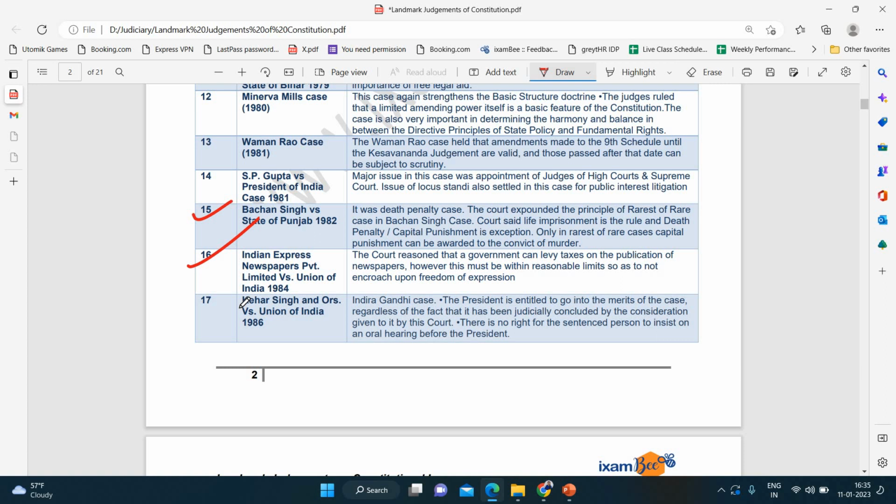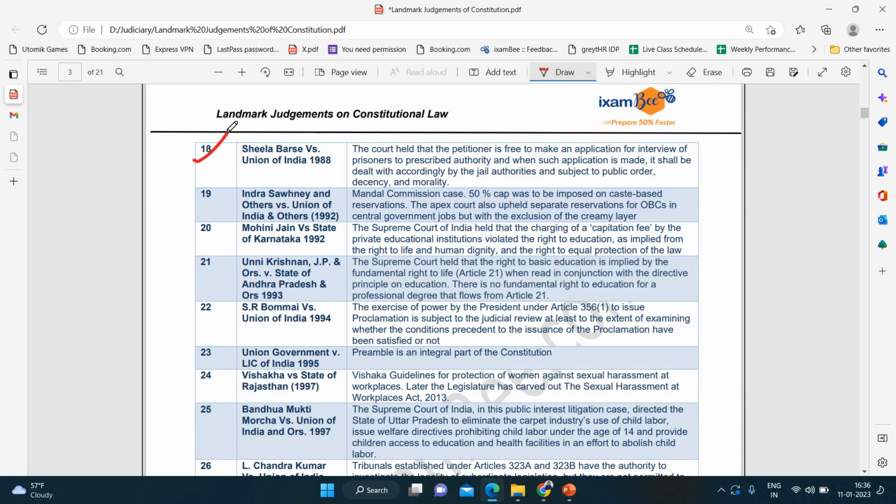Then there was Kehar Singh and others versus Union of India, which is also called Indira Gandhi case. The president is entitled to go into the merits of the case regardless of the fact that it has been judicially concluded by the consideration given to it by this court. There is no right for the sentenced person to insist on an oral hearing before the president. This is with respect to the pardoning powers of the president. So when a person goes to the president to request for pardon, the president can go into the merits of the case.